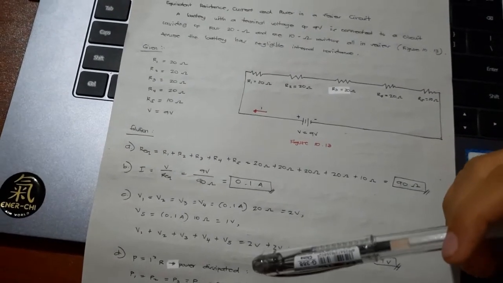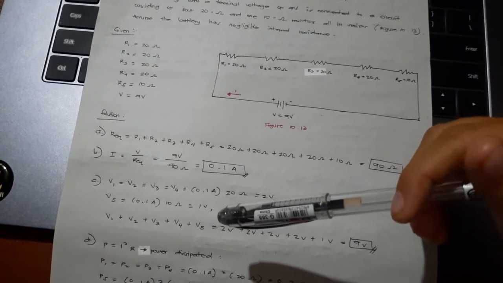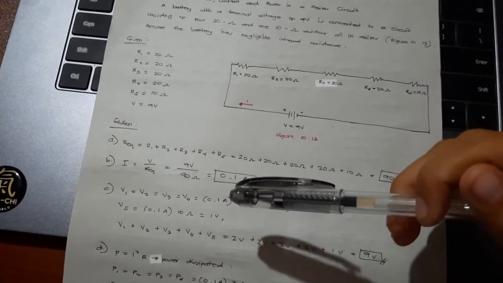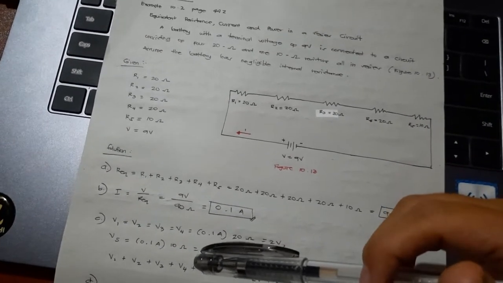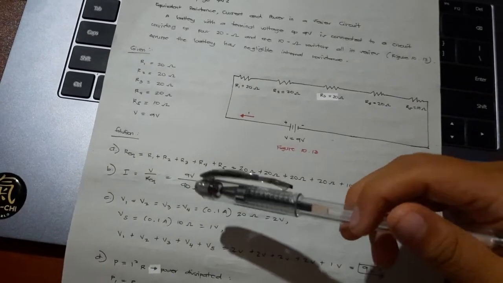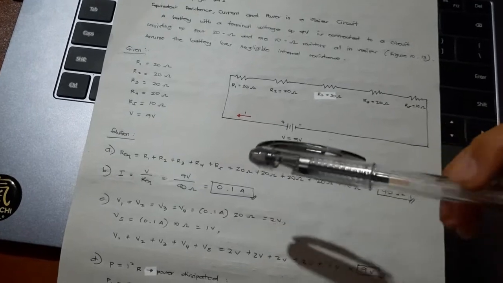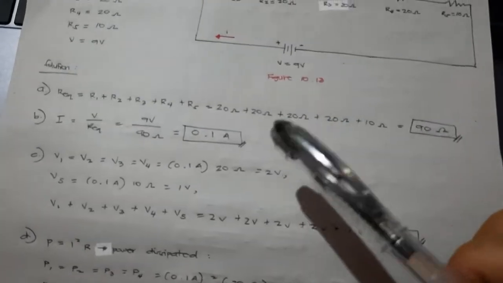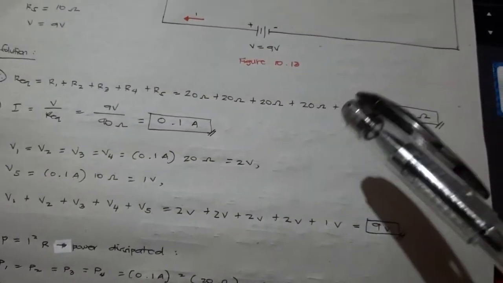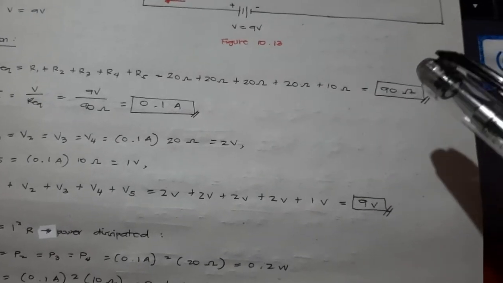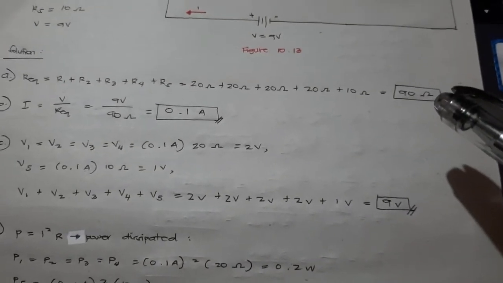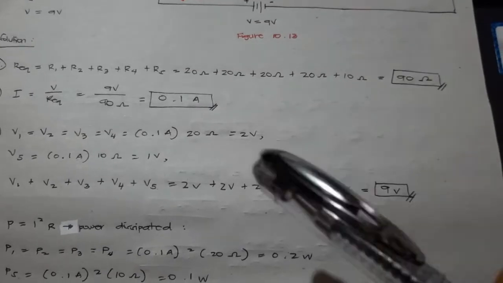So solution, letter A. The equivalent resistance is the algebraic sum of resistance. So R equivalent equals R1 plus R2 plus R3 plus R4 plus R5, which is equals to 20 ohms plus 20 ohms plus 20 ohms plus 20 ohms plus 10 ohms, which is equals to 90 ohms. So muna siya ang equivalent resistance. So imo na siya i-add ang mga resistance.